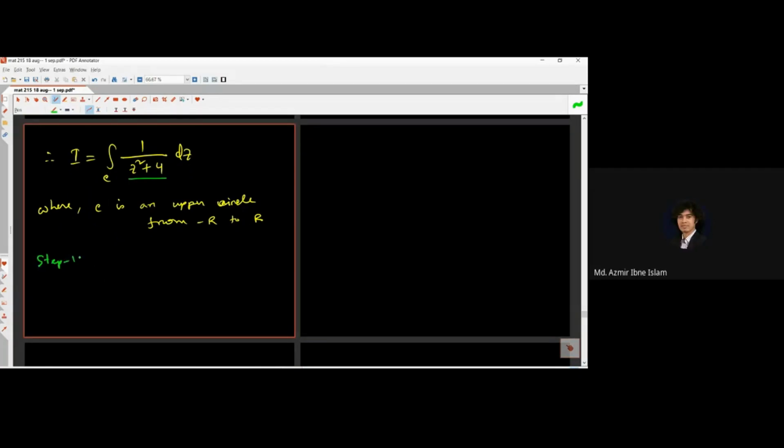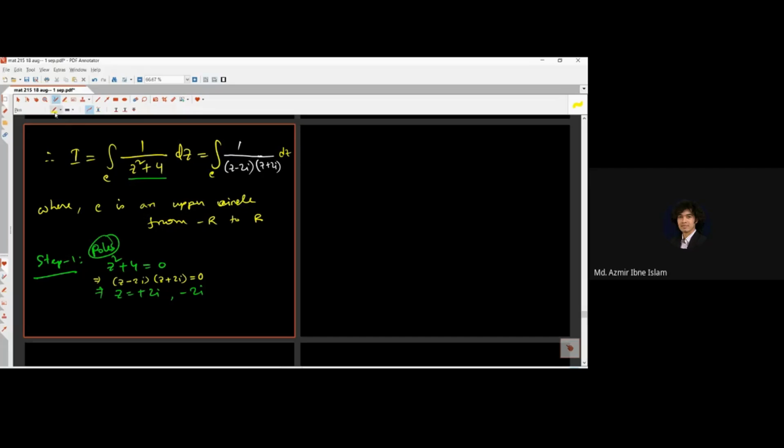So step 1 is to find poles. z squared plus 4 equal to 0, so finally z equals plus 2i, negative 2i. The factored form will be z minus 2i, z plus 2i equal to 0. So this is the same as 1 over (z minus 2i)(z plus 2i) dz. So we have just rearranged the function in factored form.